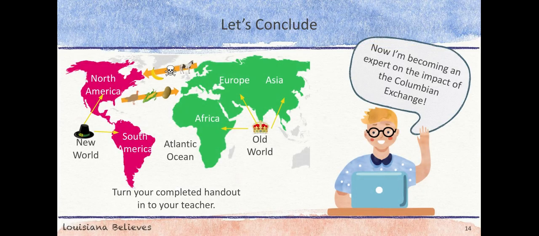Understanding the impact of the Columbian Exchange is important in order to think about the changes that it caused in both the Old and New Worlds. You will use this knowledge to take a closer look at the relationship between Native Americans and early settlers in the guidebook unit Birchbark House. When you finish this video, be sure to turn in your completed handout to your teacher.